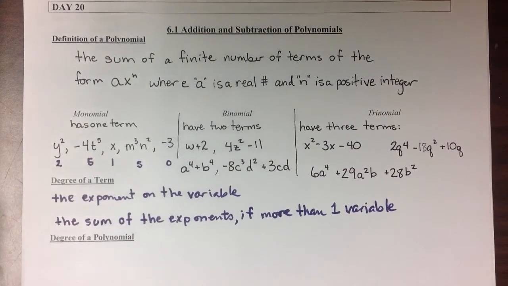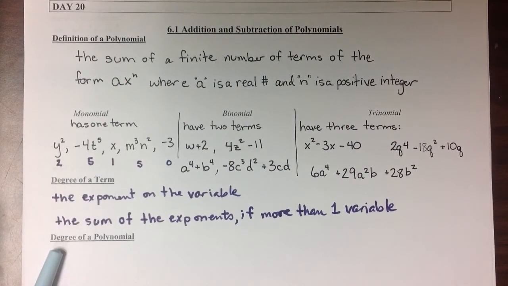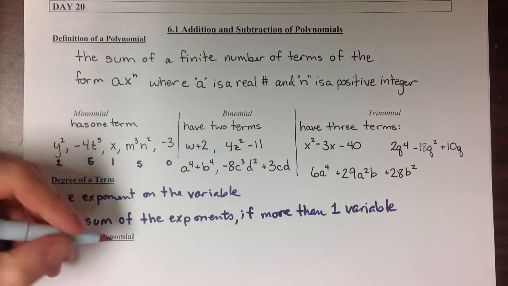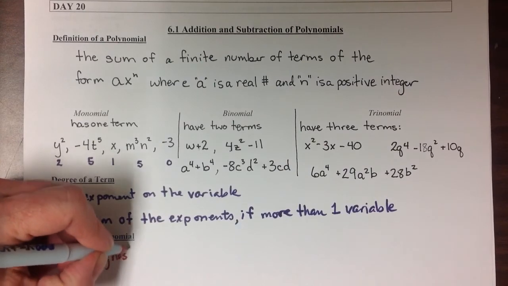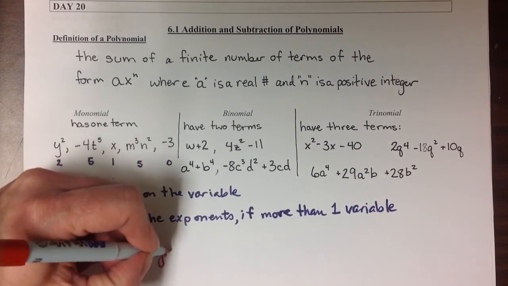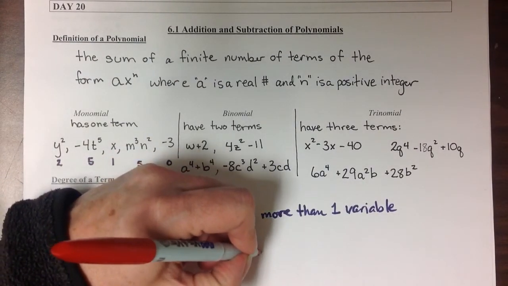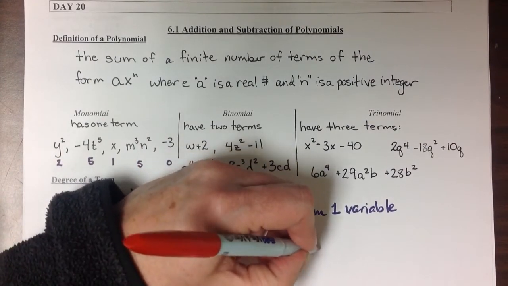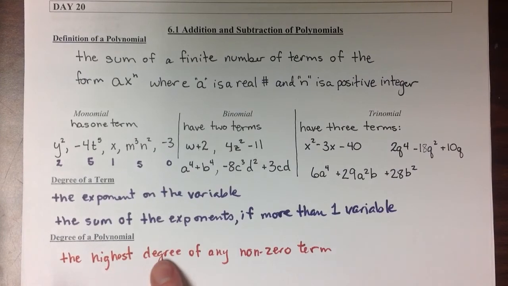The next thing that we want to talk about, so individual terms can have a degree. A polynomial can also have a degree. And we define the degree of the polynomial as the highest degree of any non-zero term. Okay? And I think I'm going to wait till we get into some examples to describe what this non-zero means. So for now, just think of it as the highest degree of any of the terms within that polynomial.